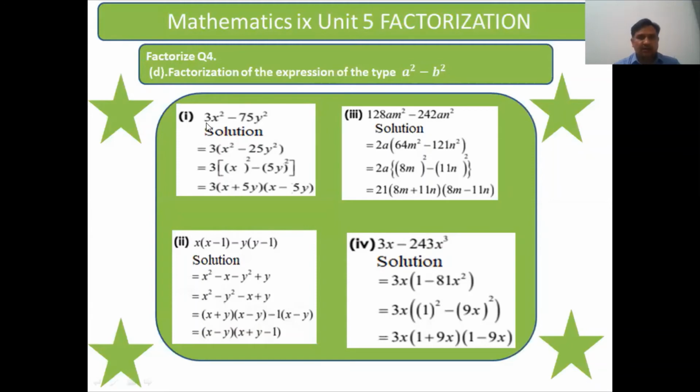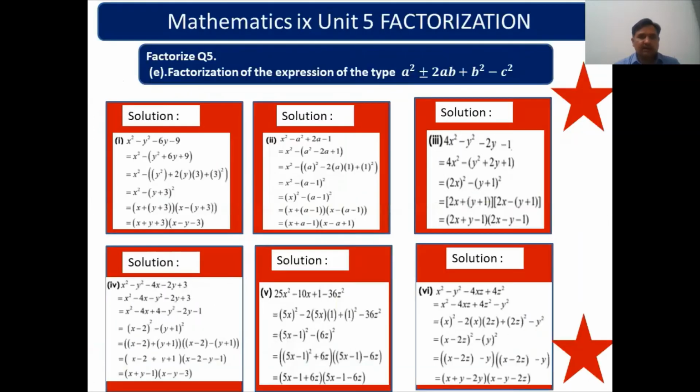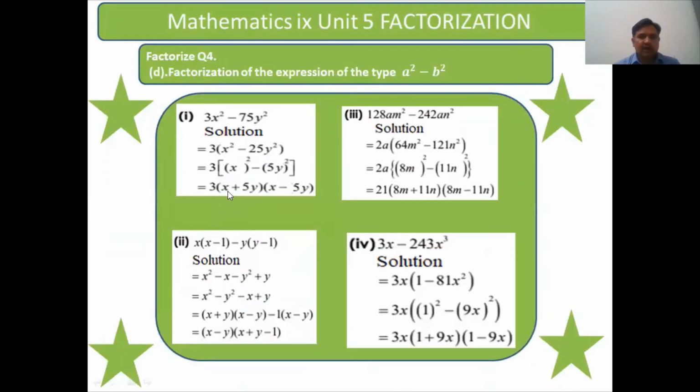So here is part 1, 3x square minus 75y square. We can take 3 as a common. Here we have x square minus 25y square within bracket. x square can be written as x whole square, and 25y square as 5y whole square. So a square minus b square, we can write this as a plus b and a minus b. Here a is x and b is 5y. So we can write this as x plus 5y and x minus 5y by using the formula.